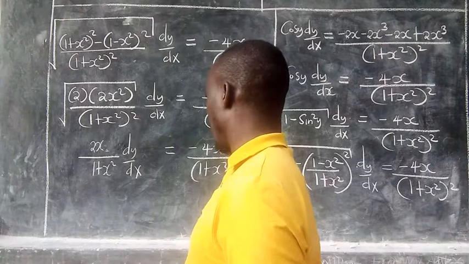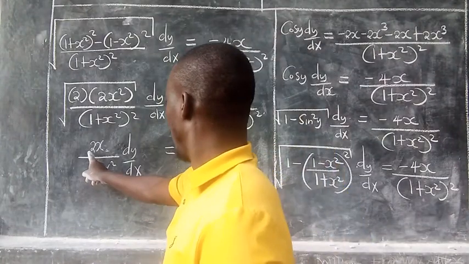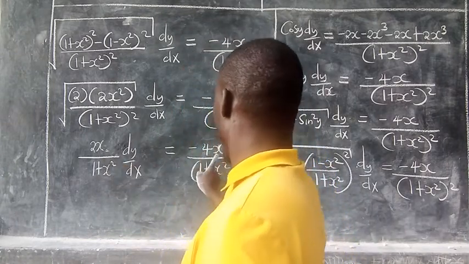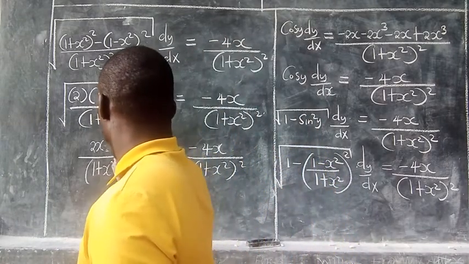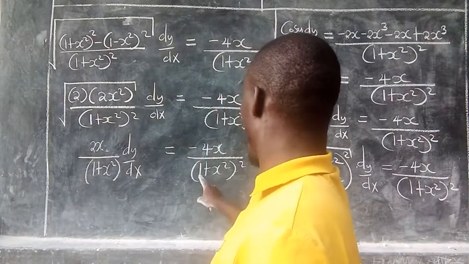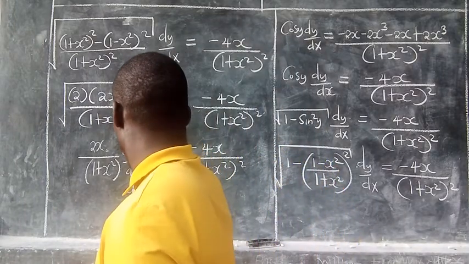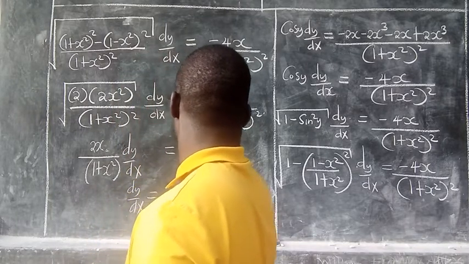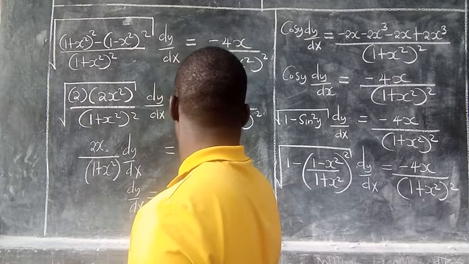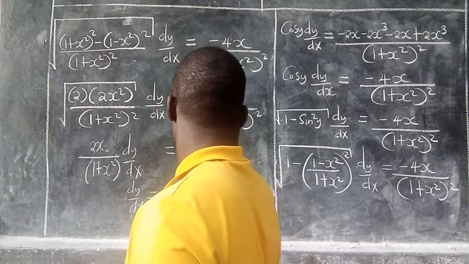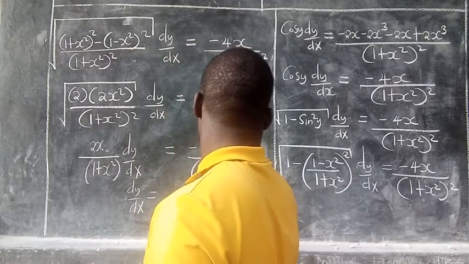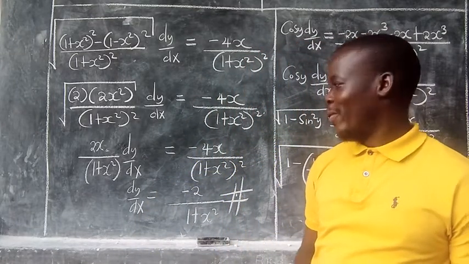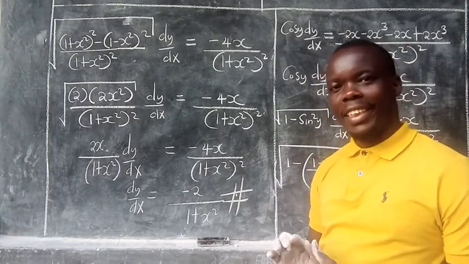So all these multiplied by dy dx will give us minus 4x out of 1 plus x squared but squared. And when you look back, you're going to realize that the 2 can reduce the 4 to 2. The x can cancel with this x. This denominator here can reduce this denominator to 1 plus x squared. So it means ideally that dy dx is going to be negative 2 out of 1 plus x squared, and that is the answer as it was required in our question. So you can see we have done it quite easily.